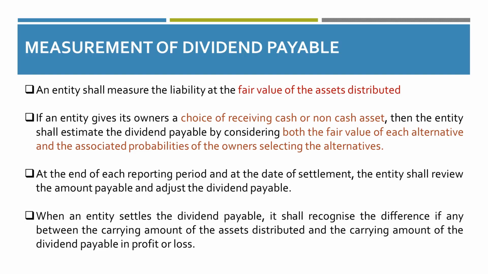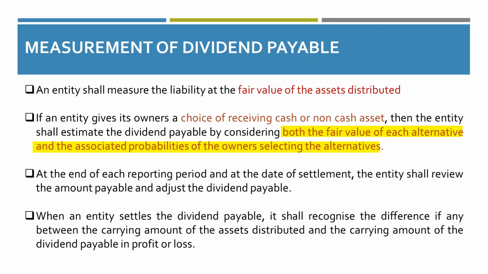So there was another option, that an entity gives a choice of cash alternative or non-cash asset. In such a case, how will you measure the dividend payable? If an entity gives its owners a choice of receiving cash or non-cash asset, then the entity shall estimate the dividend payable by considering both the fair value of each alternative. So how will you consider the fair value of each alternative? Suppose say there is a 50% chance that shareholders would opt for non-cash asset and another 50% chance that shareholders will opt for the cash alternative. In such a case, fair value of each alternative with the associated probabilities should be estimated and this should be accounted as the dividend payable.